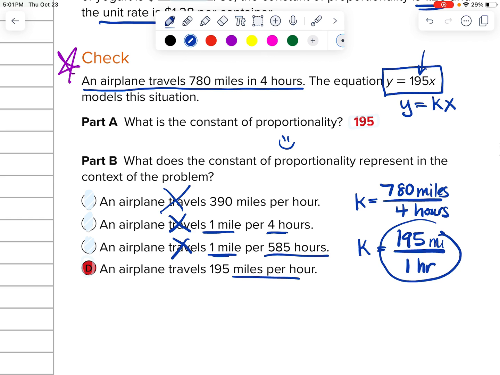Be careful though, because when we start looking in math class, a lot of times we just look for the number and we don't really read. And that is a problem. If they had said travels 195 hours and goes 1 mile, that still has the 195, but that does not make sense. So that would be a big no. Okay, that's not right. So be careful that you're actually reading the labels, you're actually thinking about if it makes sense in the context of the problem. For example, an airplane we know is fast, so it makes sense that it's going 195 miles per hour.